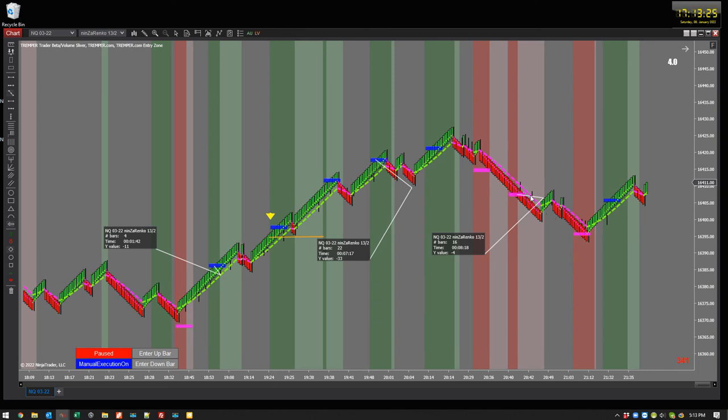But again, it depends on your trade management. This one would be a loser, because you would have been in, no doubt about it, but it didn't go anywhere, and if you're using 50 ticks.